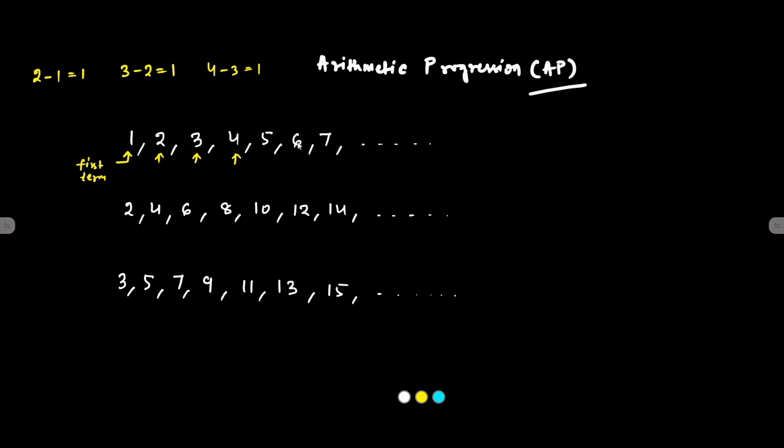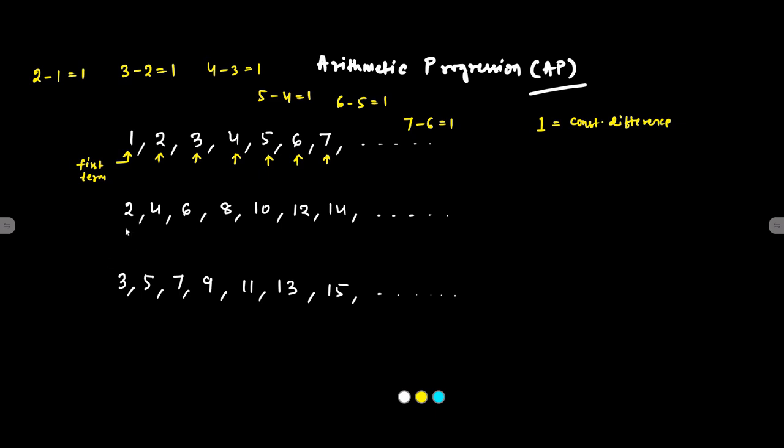Fixed difference. Here 5 minus 4 is equal to 1. Here 6 minus 5 is equal to 1. 7 minus 6 is equal to 1. Fixed difference. 1 is the constant difference between the numbers. Each number differs from the preceding number by a constant value, a constant number. Here in this case it is 1.